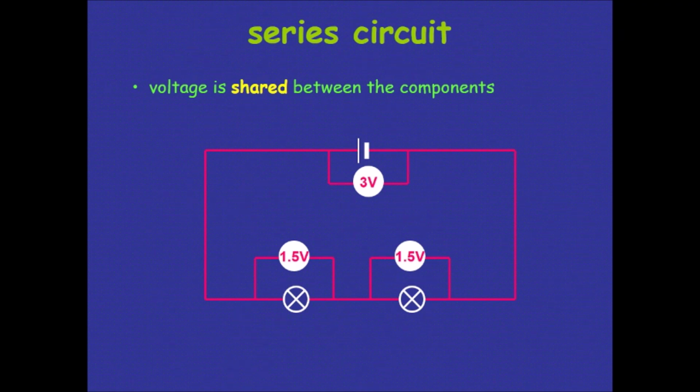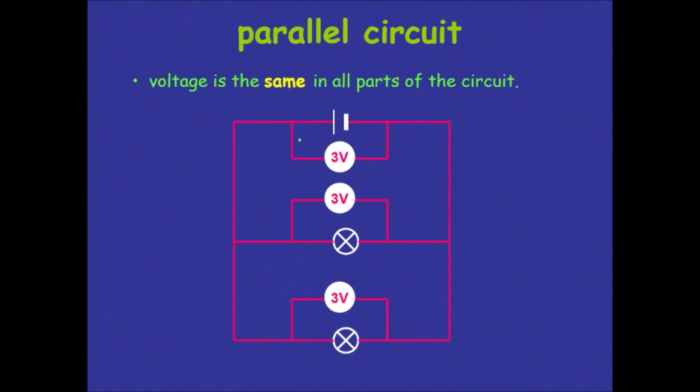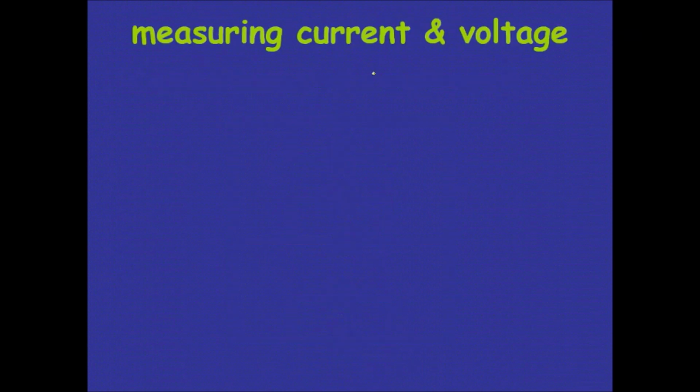So voltage is shared between the components in a series circuit. You actually need to wrap your head around when amps are shared and with what circuit, and when volts are shared and with what circuit. So with voltage, half of 3 is 1.5. So it's split. This light here is 1.5 volts and this one here is 1.5 volts. In parallel, they're all the same. Before, with the ammeter, with current, it was split, yeah? But in voltage, they're the same.